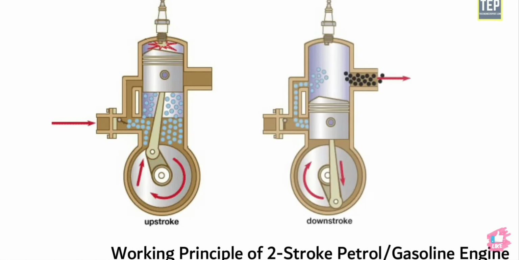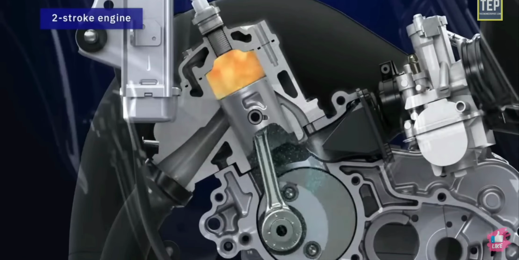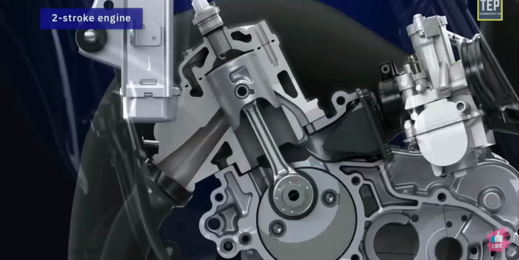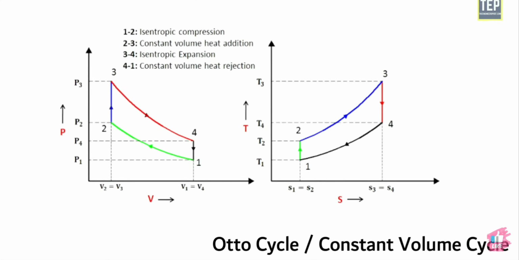Working of a 2-stroke petrol engine. The 2-stroke engine requires 1 revolution of the crankshaft, or 2 strokes of the piston, to complete the cycle of events. The 2-stroke petrol engine also works on the principle of the Otto cycle.